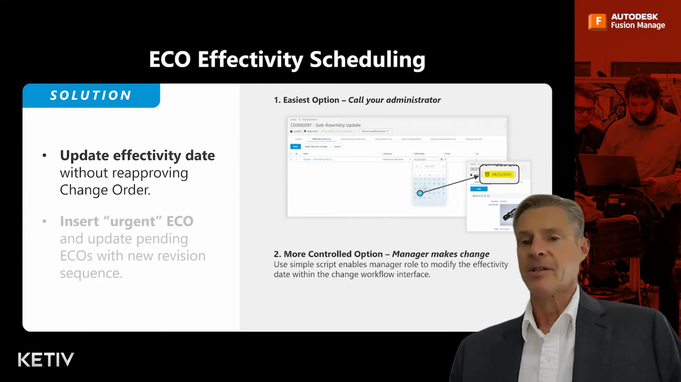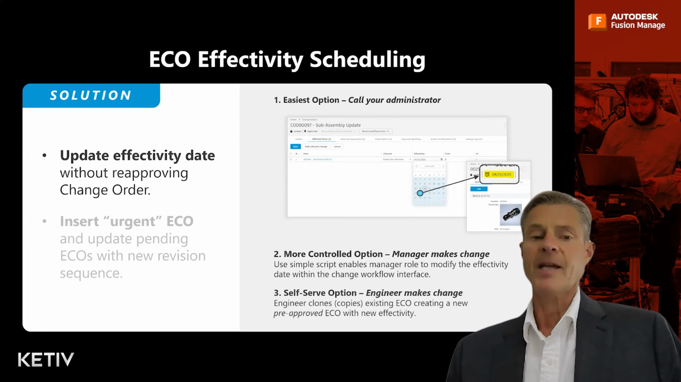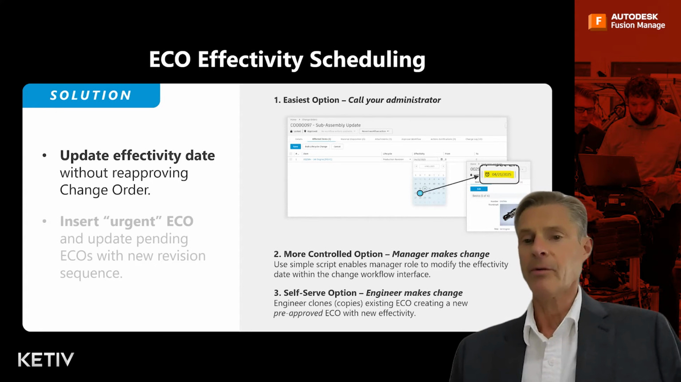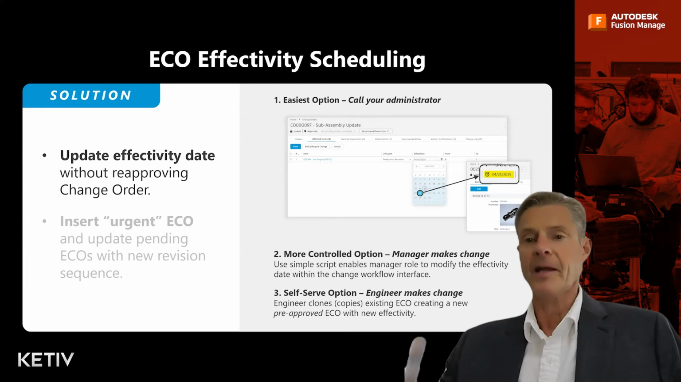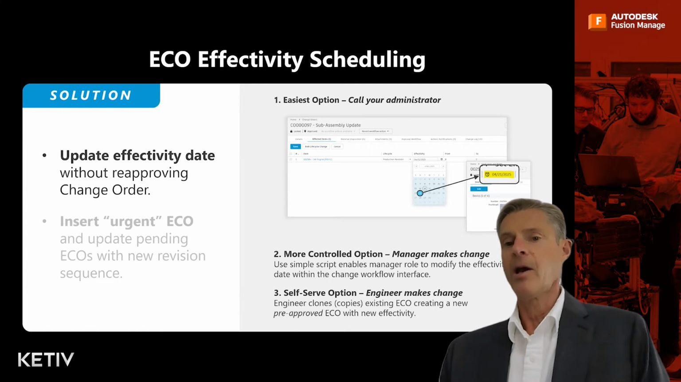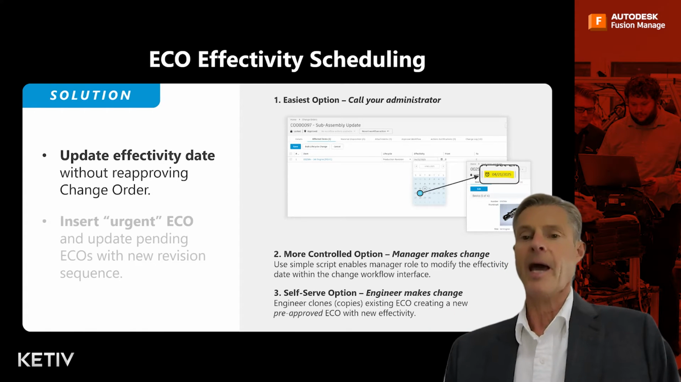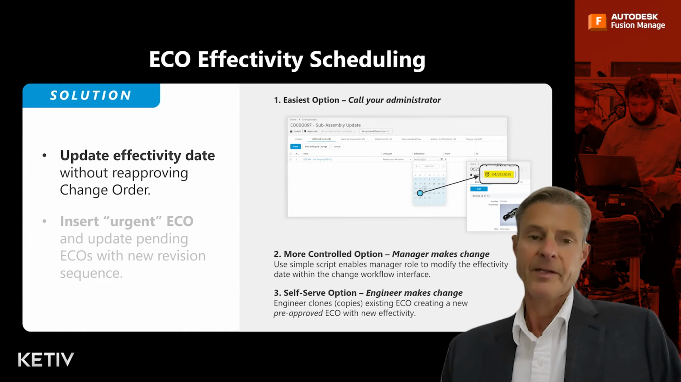The next option, which is a little bit more sophisticated, is where you actually empower the engineer to go do that themselves, in which case they would need to clone or copy that ECO and create a new pre-approved ECO with that new effectivity date. So essentially, you're taking the old ECO and recreating that with all of the status as is, and allowing the engineer to go in and then update that effectivity date.